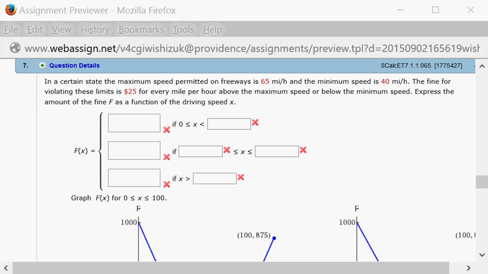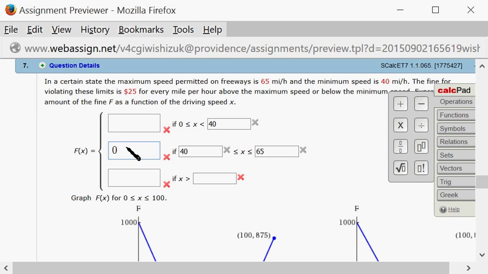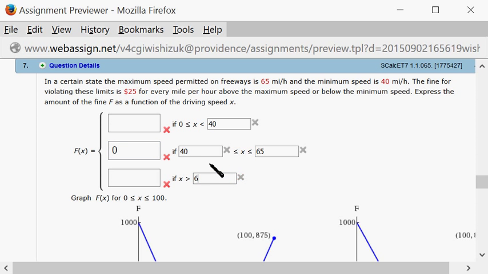So we want to come up with a piecewise defined function for this fine. Let's do that. The fine is different if it's below 40, so I'm going to put 40 here. Between 40 and 65 there's no fine, so our fine is going to be zero. Anything above 65, you're speeding, so you're going to get a fine.